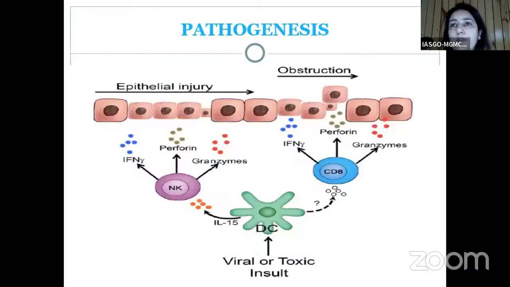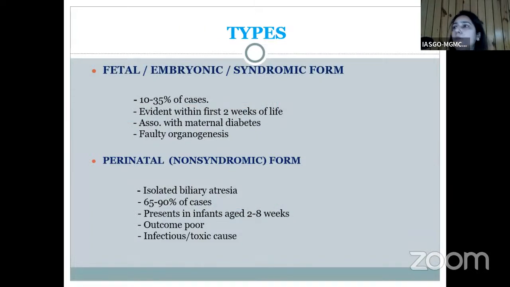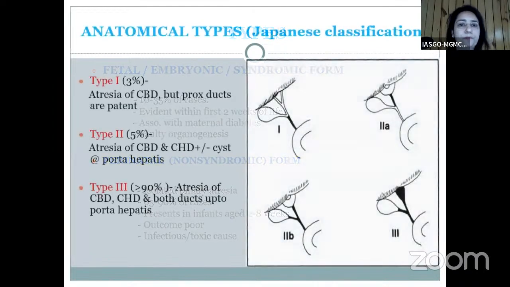There are multiple theories which have been put forward to explain the pathogenesis of biliary atresia. The most common is that there is a viral or toxic insult which leads to activation of either the natural killer cells or the CD8 cells, which then initiates the process of epithelial injury and the obstructive pathology. Two most common types of EHBA have been defined. One is the fetal or the syndromic form, which carries a better prognosis than the perinatal or the non-syndromic form, which presents slightly later as compared to the fetal form.